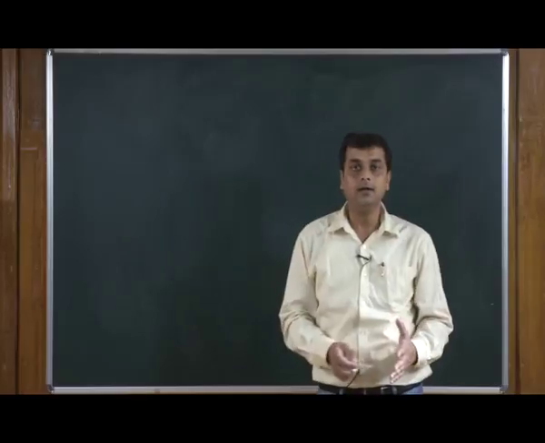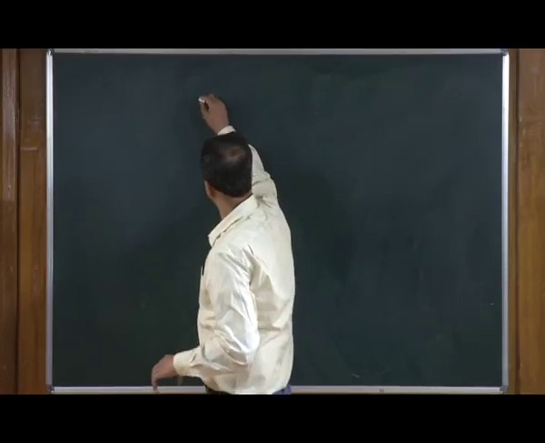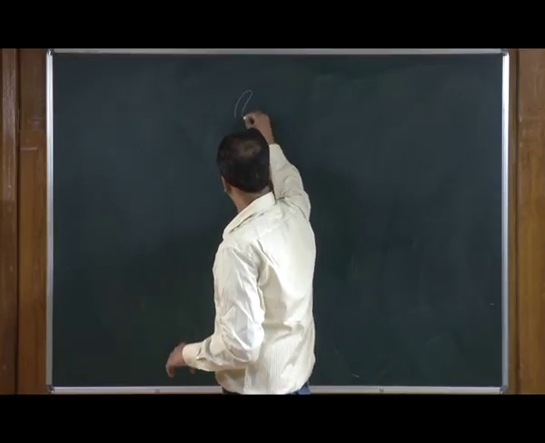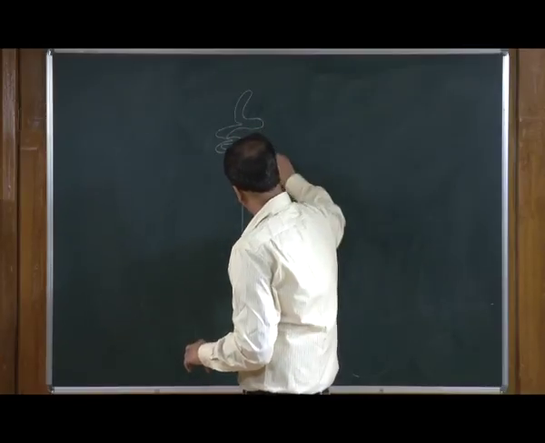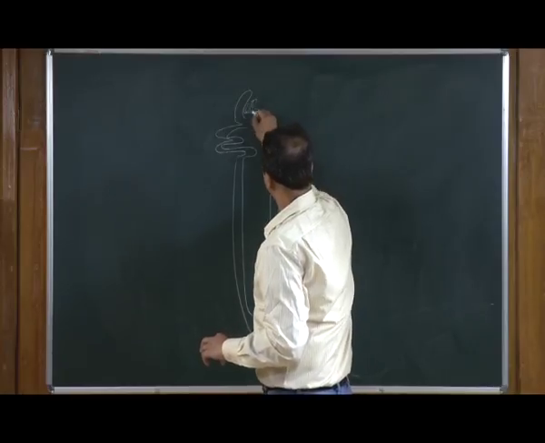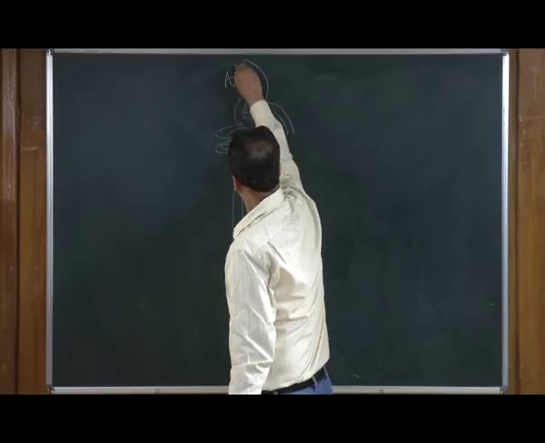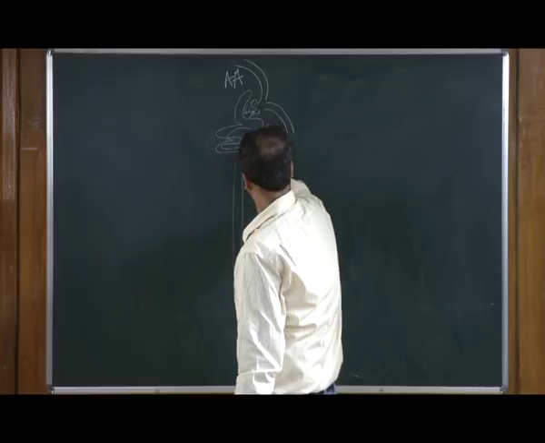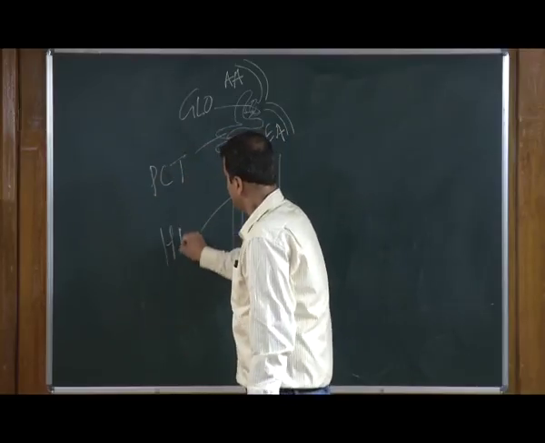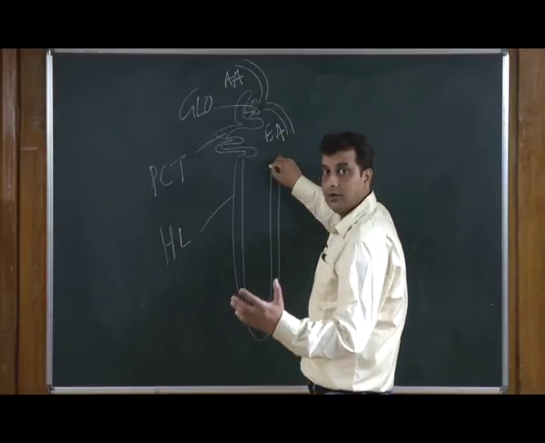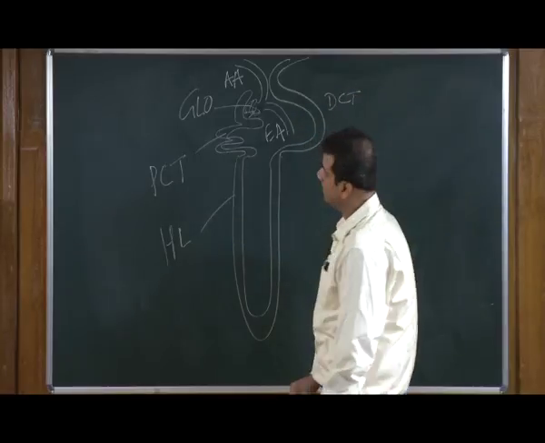So we will try to draw the glomerulus one more time. This is our Bowman capsule, then we have the proximal convoluted tubule, and then the loop of Henle, and then we draw the afferent and the efferent arterioles. So this is the afferent arteriole, the efferent arteriole, then we have the glomerulus, and then the proximal convoluted tubule, this is Henle's loop, and then the distal convoluted tubule is passing through this area. This distal convoluted tubule is called DCT.